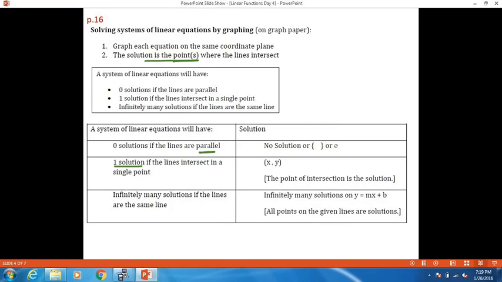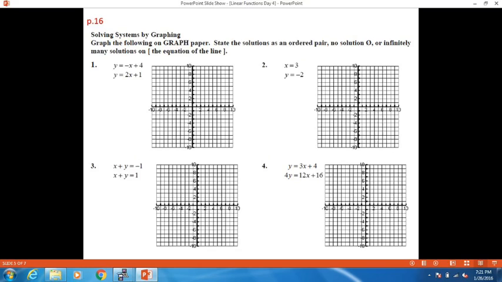Or the third option is that we could have infinitely many solutions because they are the same line. So we would say that there are infinitely many solutions on the equation y equals whatever the equation was. And you can use either one of those equations as your answer, because all points are on the same line. Every single one of those points on the line will be a solution. So we just say infinitely many solutions on that line. So let's work through some of these.